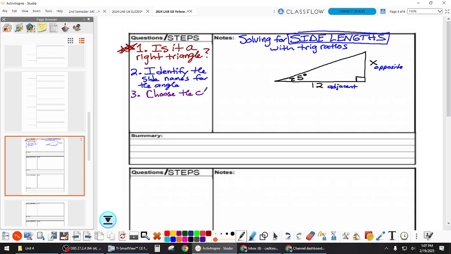Choose the correct ratio. So this is where SOHCAHTOA comes in.